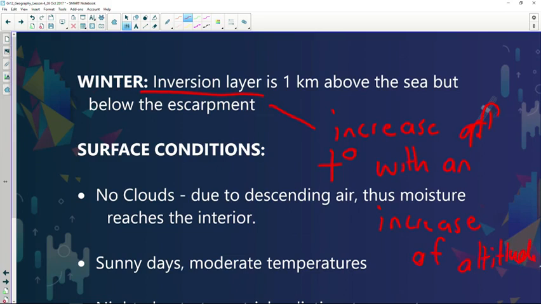Okay, so that means it's not normal. Once we go up, what happens with the temperature? It's decreasing. That's normal. When I go climb Kilimanjaro, what's going to happen with the temperature? It's going to decrease. But with inversion, as soon as you're moving up in altitude, the temperature increases.